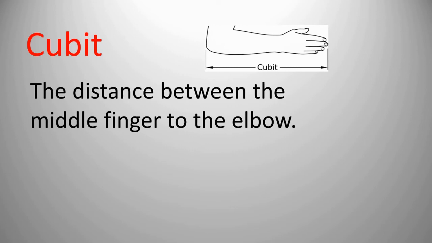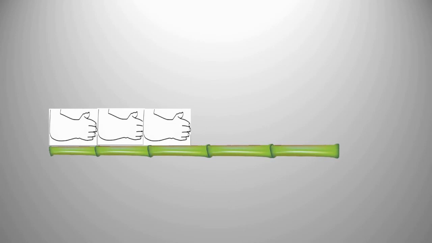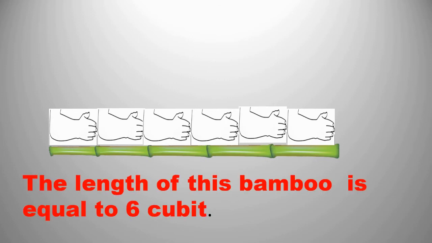Let's learn with an example. Now student, let us measure the length of this bamboo with the help of cubit. 1, 2, 3, 4, 5, 6. So the length of this bamboo is equal to 6 cubits. Now student, look at this picture. What is this? Yes, this is a green board. So let's measure the length of this green board with the help of cubit.